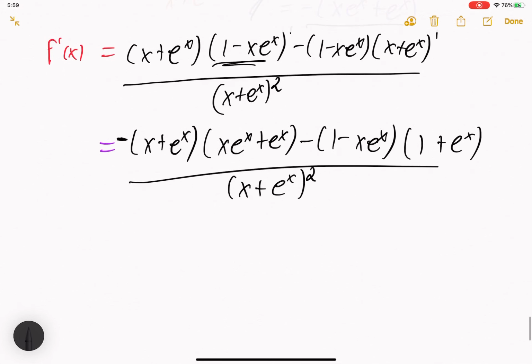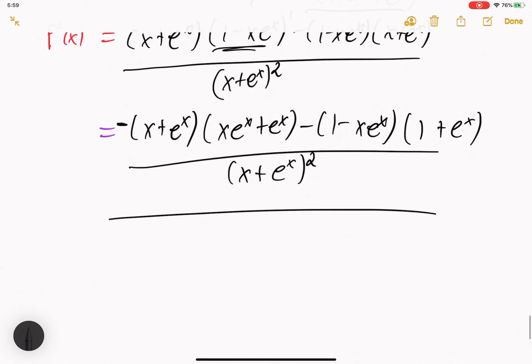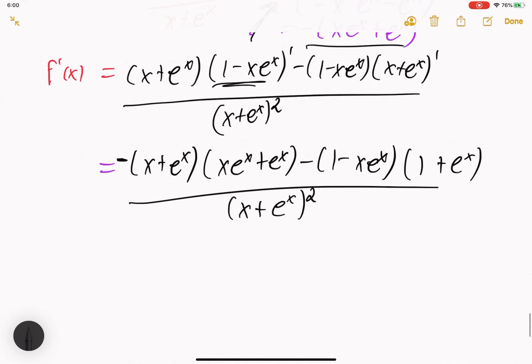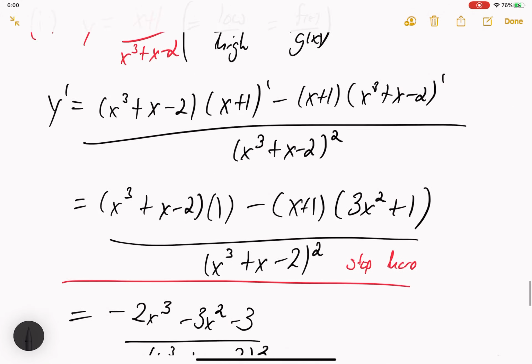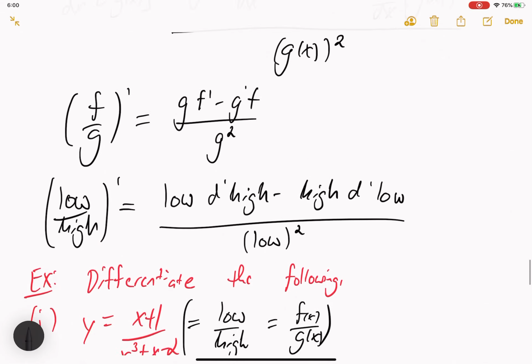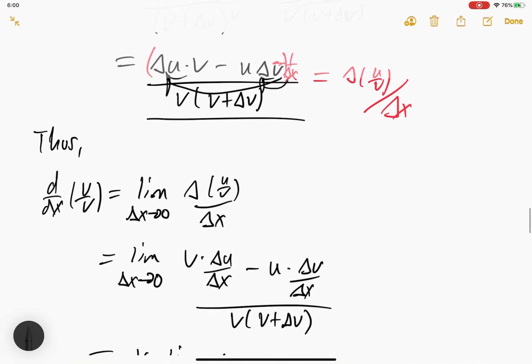So this is our final answer. This is fine, so we can stop here. We don't need to simplify anymore. Like I said, this is fine. I'd rather you spend your time on a test doing calculus instead of algebra. But, you know, that's it for the section. It's not too hard or anything.